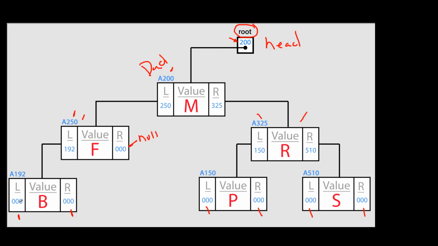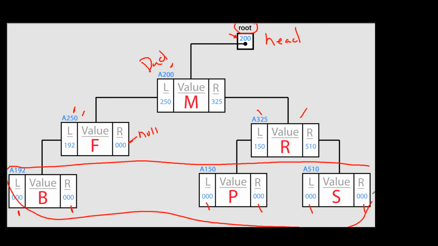So here, if they're at the bottom and the addresses here are null, then these nodes at the very bottom, all of these, we call them leaf nodes. Leaf.